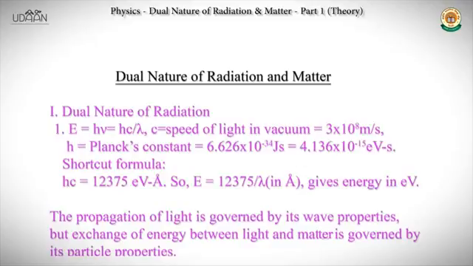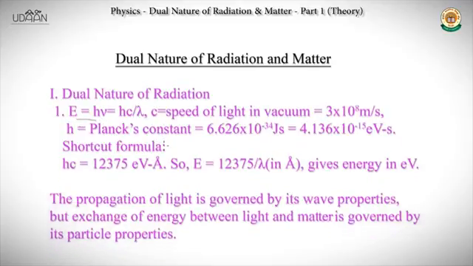Number one is E equals h nu or hc by lambda. E is the energy of a photon. Nu is the frequency. Lambda is the wavelength. And as you know, h and c are constants. C is the speed of light in vacuum. It is equal to 3 into 10 to the power 8 meters per second.